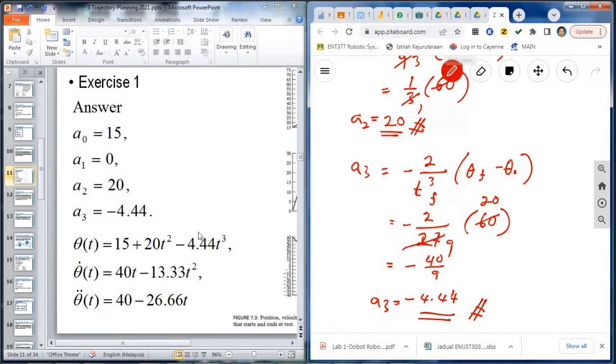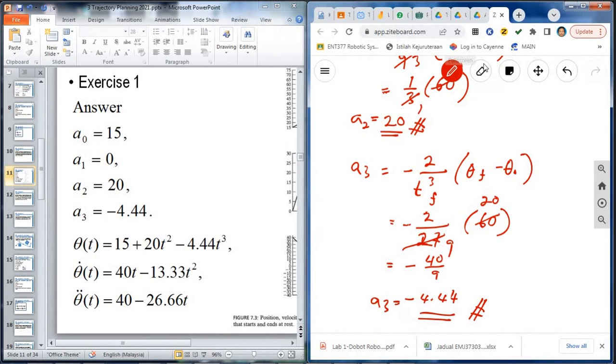Okay. So once you get all the values of the coefficients A0 until A3, you replace these coefficients inside the position equation, inside the velocity equation, inside the acceleration equation. So just replace A0, A1, A2, A3. So you get the equations here. Then you need to plot a graph.